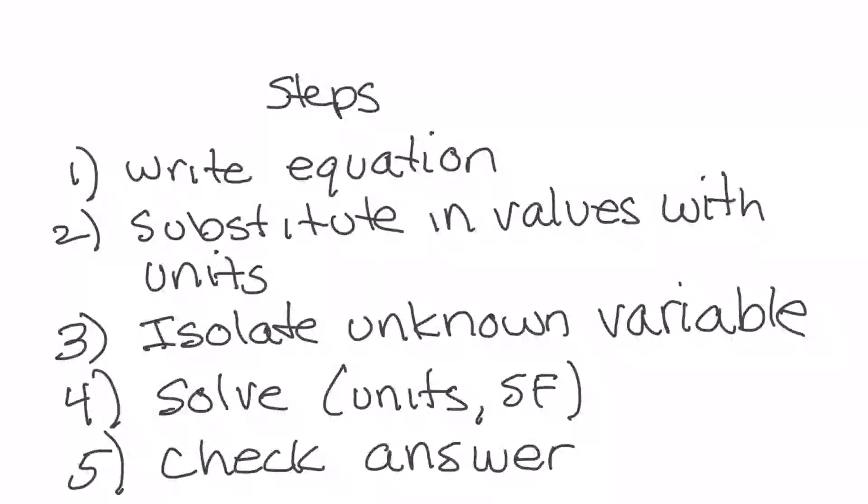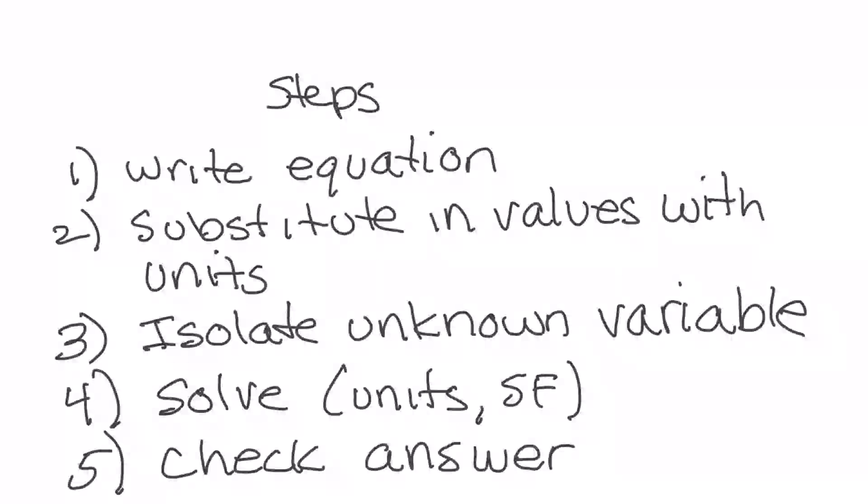1, write the equation, which we already did because it was a part of our hints. So we had P1V1 over T1 equals P2V2 over T2. Then I'm going to substitute in my values. Instead of saying P1, I'm going to put the pressure. Instead of saying V1, I'm going to put the volume. So I'm going to substitute in the values with the units.